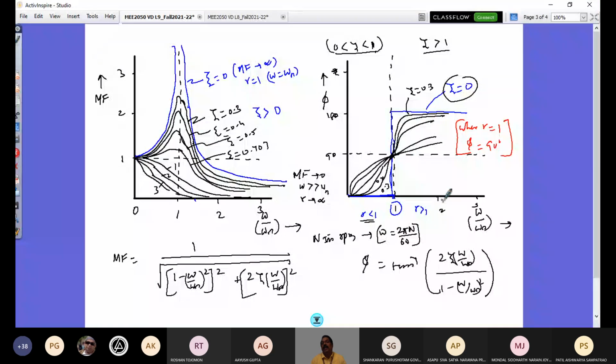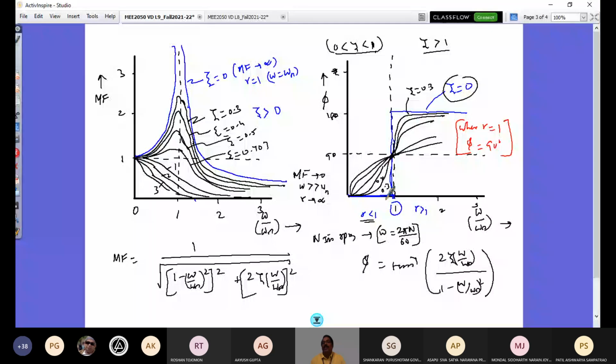0 refers to in-phase excitation, that is, the impressed excitation force function and the response are in phase, and 180 is out of phase, only 2 cases. So this is how you would summarize and characterize the phase angle variation as a function of frequency ratios.